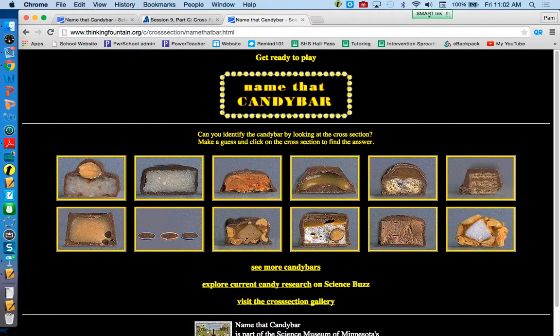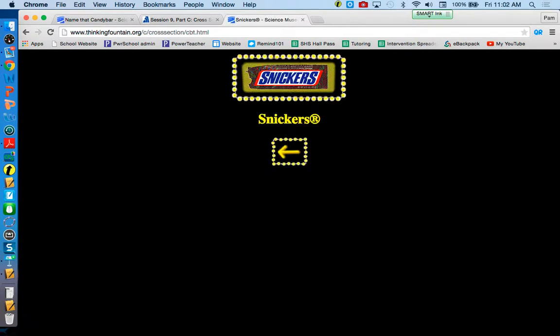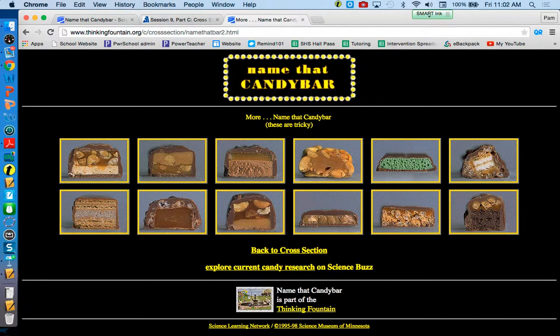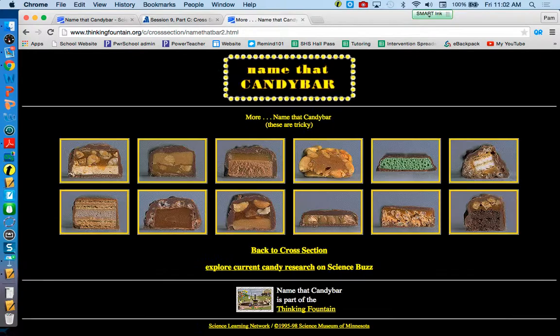Okay, I think we got all of those, right? Okay, there are some more. One more screen. Making me hungry. Yeah. First one's a Snickers? Yeah. Yes. That's a Milky Way? That's a Milky Way. Oh, yeah. It is a Milky Way.